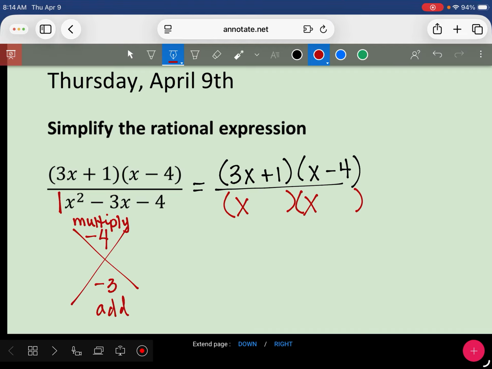All right, what's our numbers that multiply to -4 and add to -3? Yep, -4 and +1, good. So we're putting a -4 and a +1. Now that everything is factored, can we cancel anything? It has to be upstairs and downstairs. Yes, what can we cancel out? Yep. So my final answer is 3x + 1 divided by x + 1.